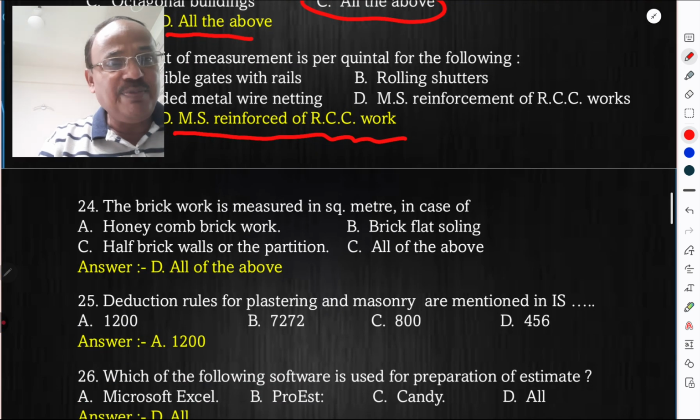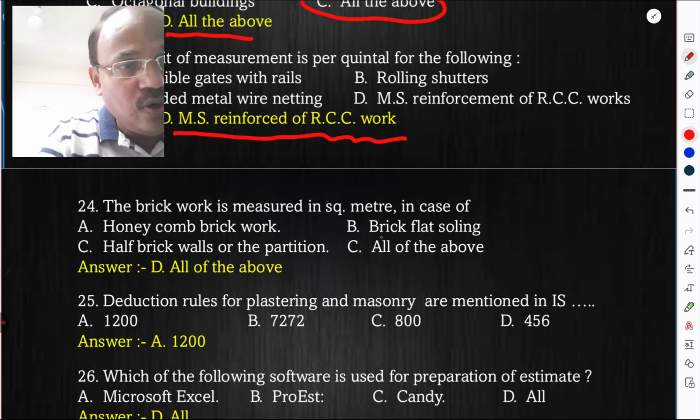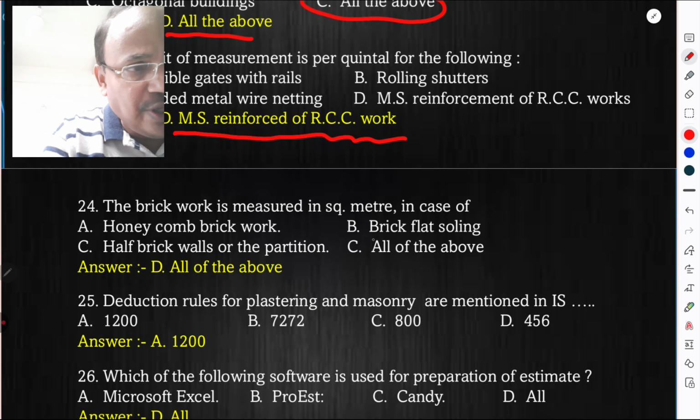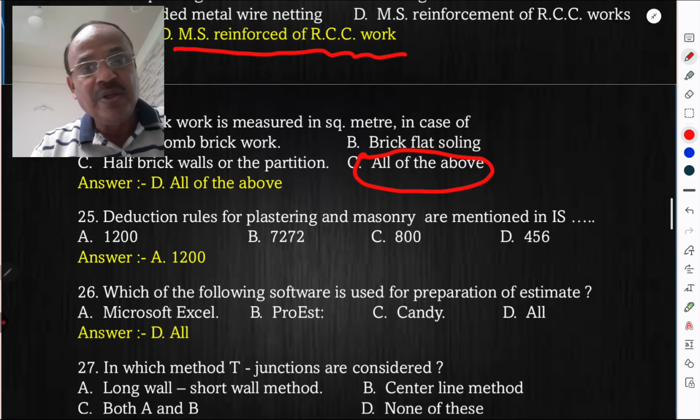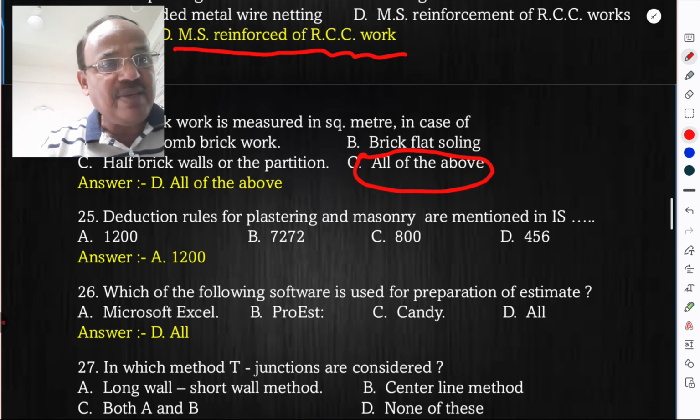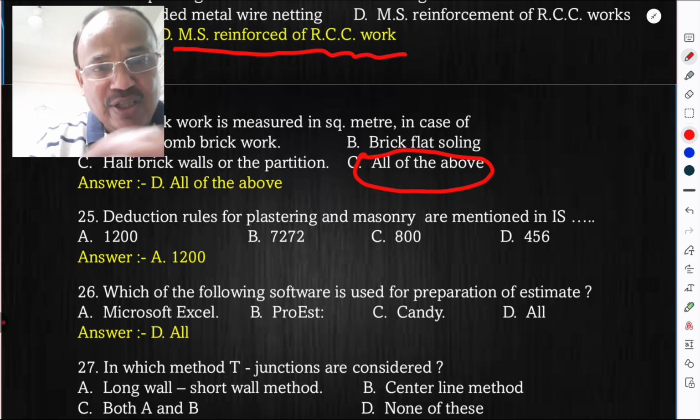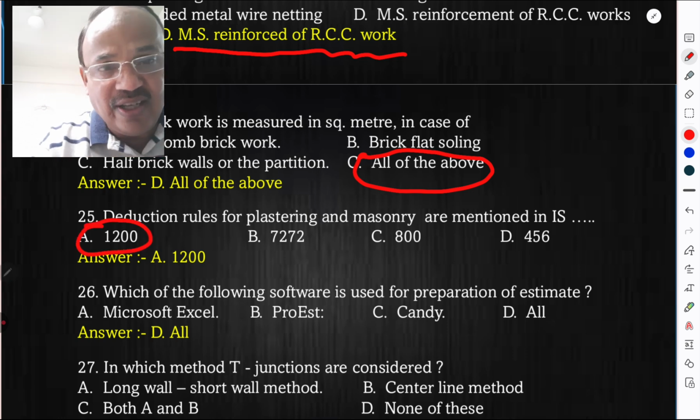Brick work is measured in square meter in case of honeycomb brick wall, brick flat soling, half brick wall or a partition, or all of the above. All of the above, because generally brick work is measured in cubic meter, but for small thickness of wall it is measured in square meter. Deduction rules for plastering and masonry are mentioned in IS 1200 as discussed earlier.